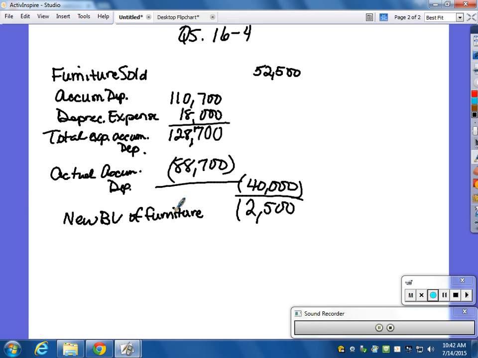Quick study 16-6. And we're gonna go over more problems for this chapter next week as well, and then start on chapter 17 next week. But that problem, I'm removing it.